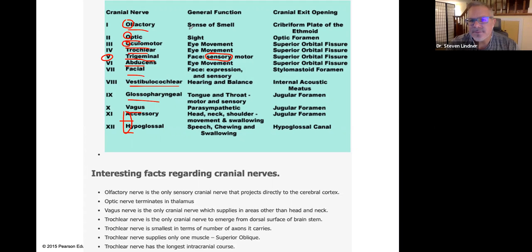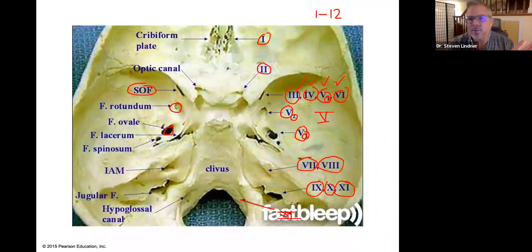You don't have to know their functions just yet. The functions are going to come on our final exam when we do the brain and the cranial nerves. At least by then, you'll know the 12 cranial nerves because you have to know them for what goes through these holes, through the foramen. But you don't have to know their function.